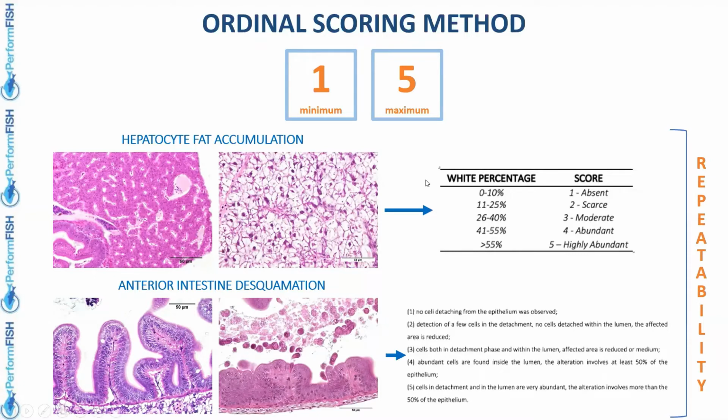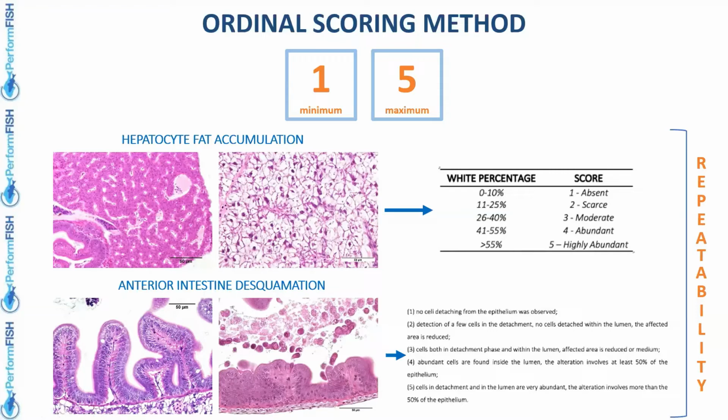For some descriptors, the scoring criteria were defined quantitatively using image analysis software. And then the measures were divided into intervals corresponding to scores from 1 to 5, as in the case of hepatocyte fat accumulation. In a specific area, we calculate by image analysis software the white percentage, and then we find the correct range for the score.